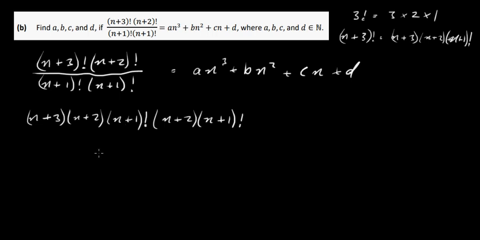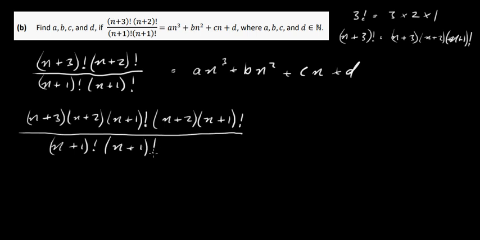And I've only gone down as far as n plus 1 factorial because I have these two on the bottom here. That's all over n plus 1 factorial times n plus 1 factorial. And that's equal to all of this here, an cubed plus bn squared plus cn plus d.